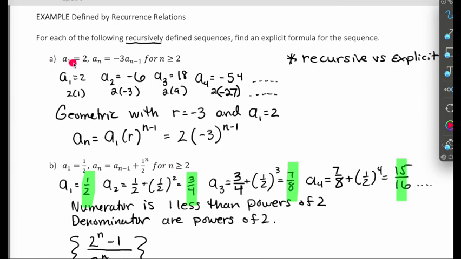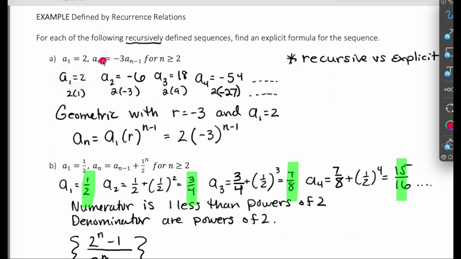So if we look at the example in part A, the first term is given to us. Now, depending on how many of the terms it's dependent on, the author of the question has to give you the terms that it's dependent on to start off with. So in this case, it's only dependent on the first term. So you're given the first term, that's our A1 is 2.